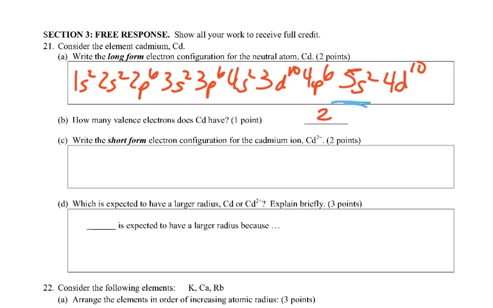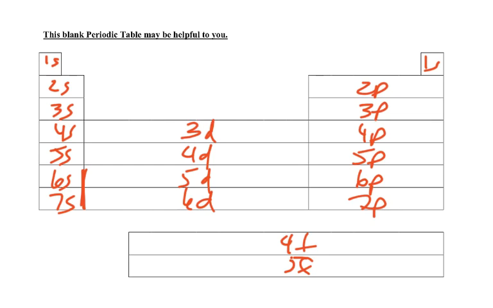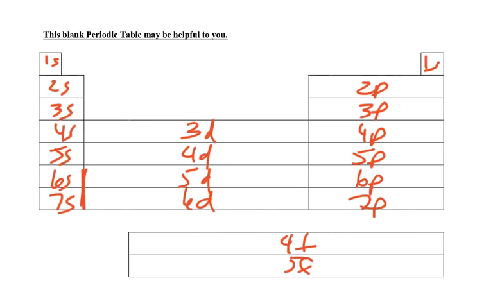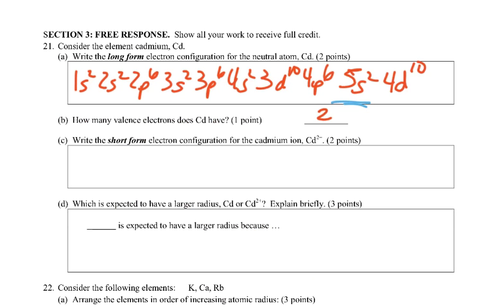Write the short form for the cadmium ion. The 2+ means we're going to lose those valence electrons, so those are going away. For the short form, we go to cadmium and go to here and come back up again. So it's going to be krypton, 5s2, 4d10 would be the neutral. We're losing the 5s, so it's just going to be krypton, 4d10. Those are the 2 that leave. That's why it's cadmium 2+.